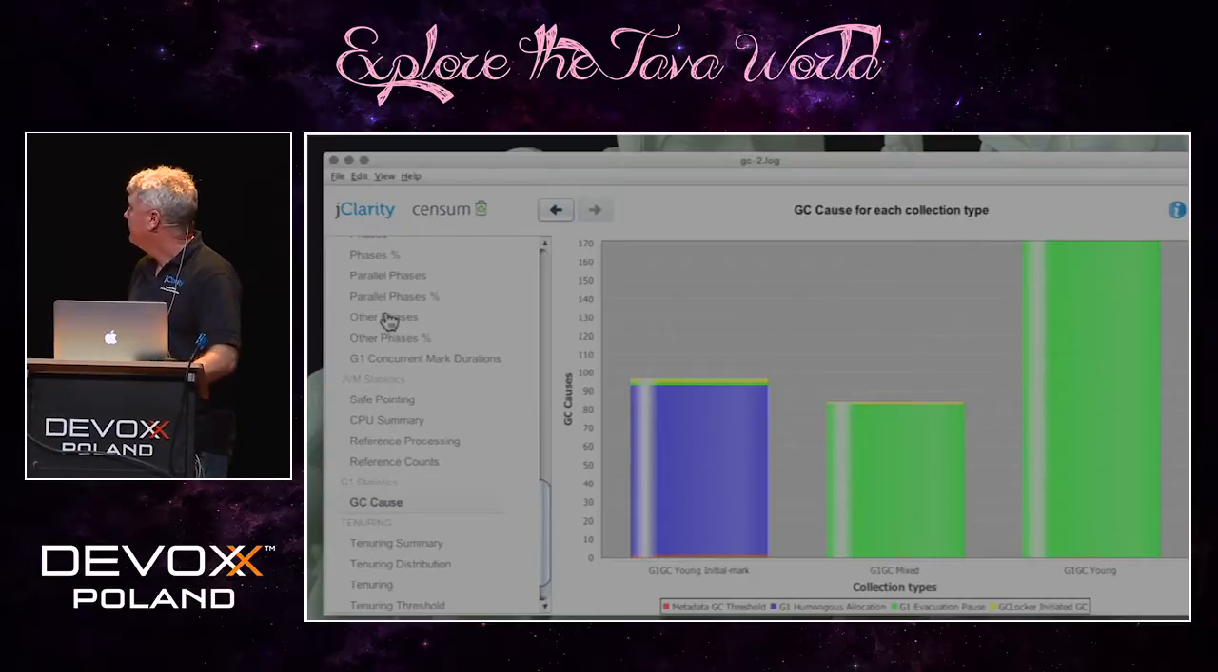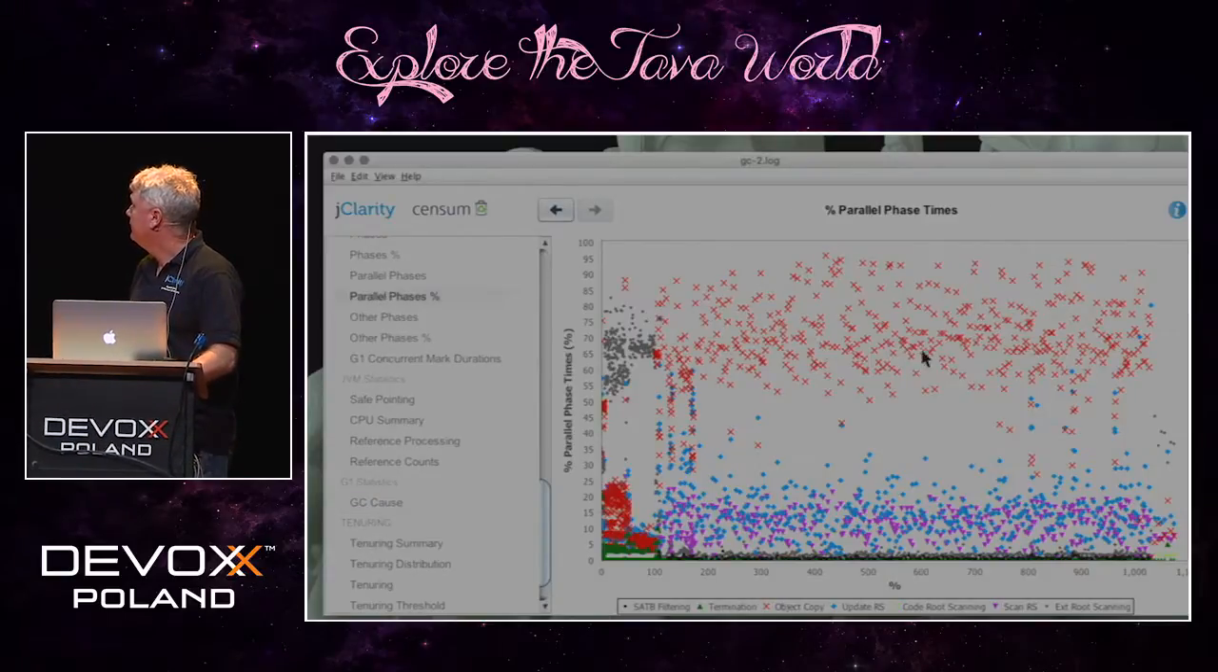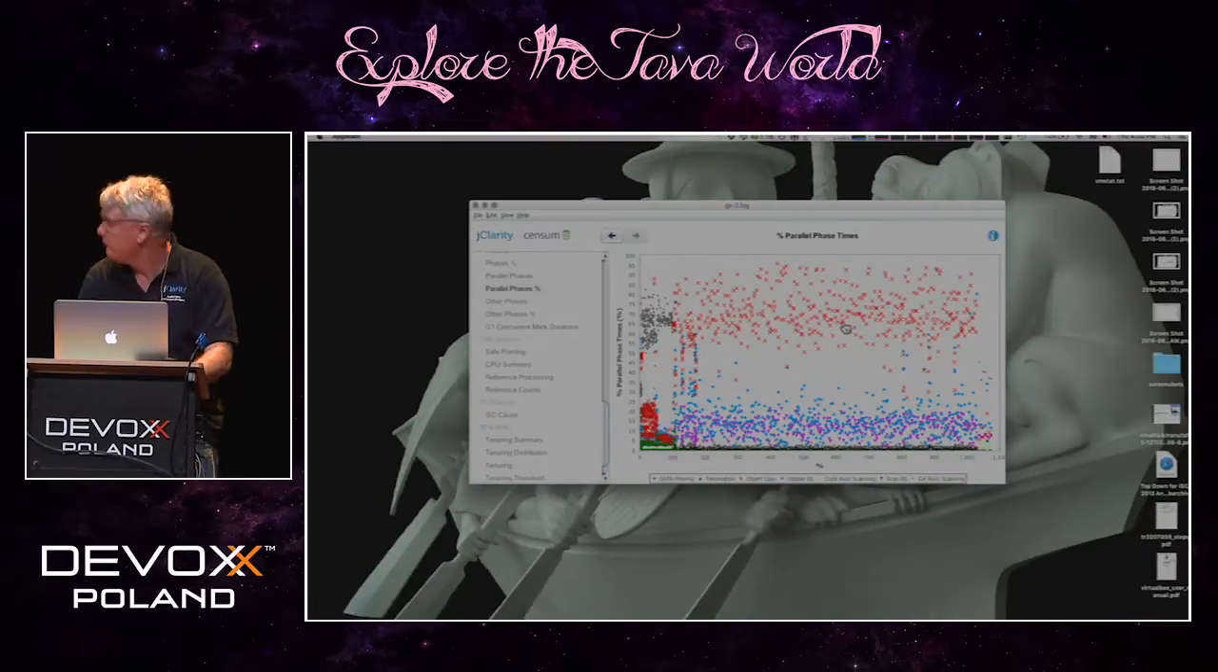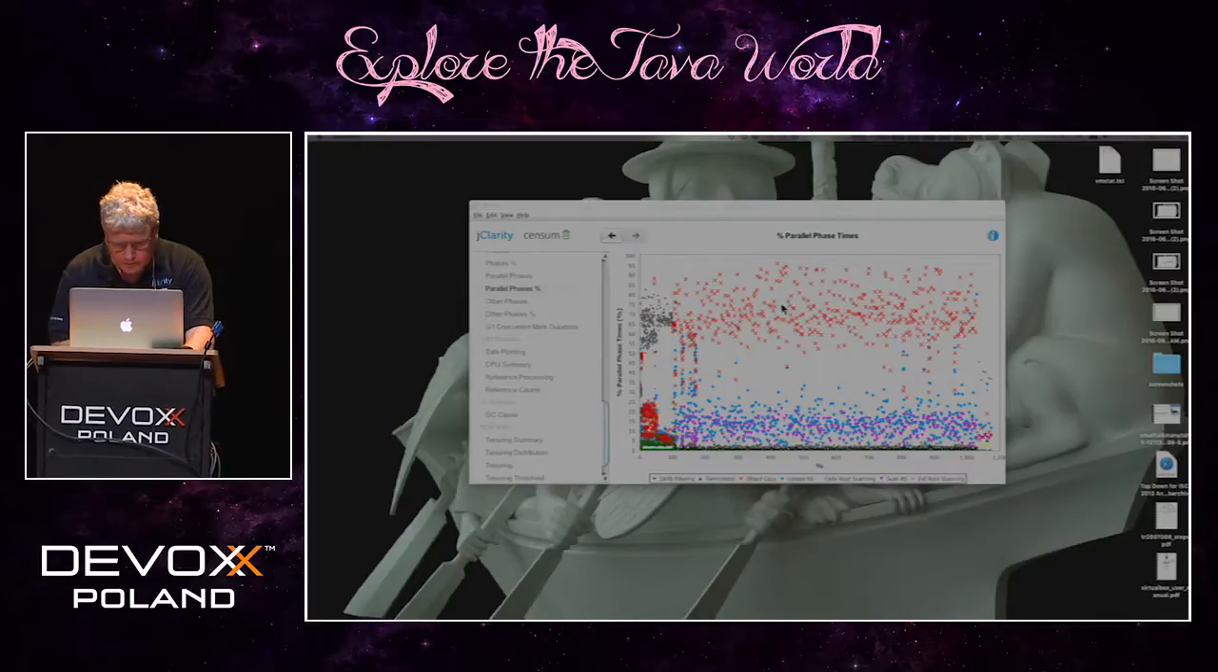But really the big thing on the block is the object copy time. So what can we do about that? Let's go back to some slides here.